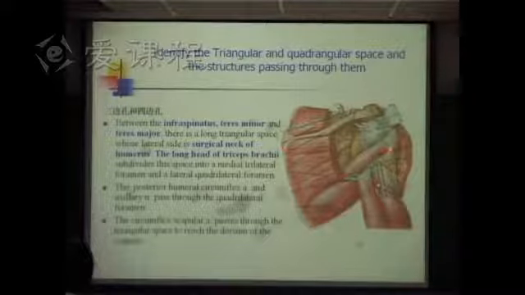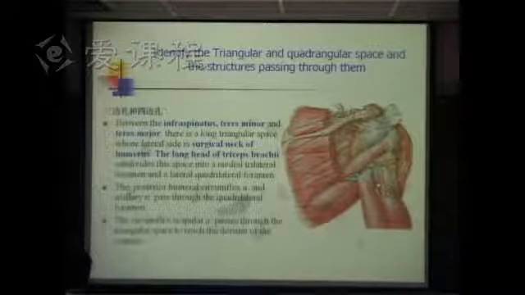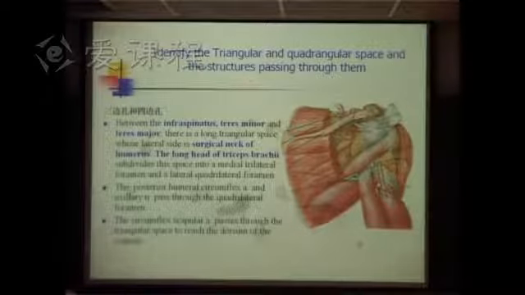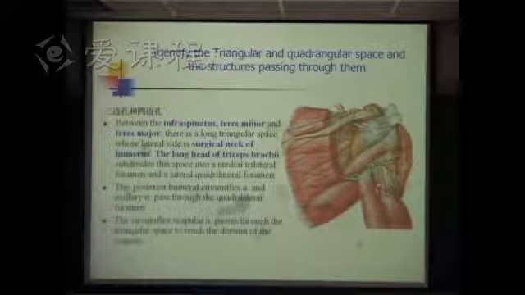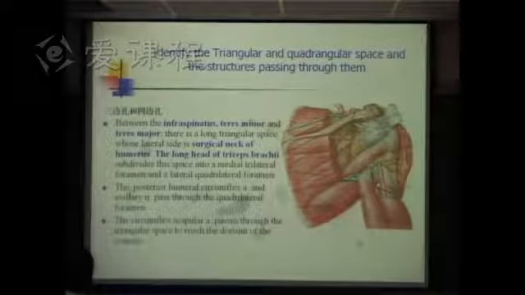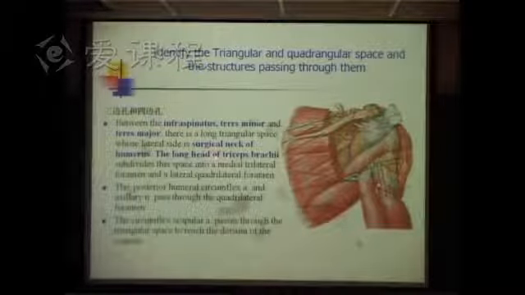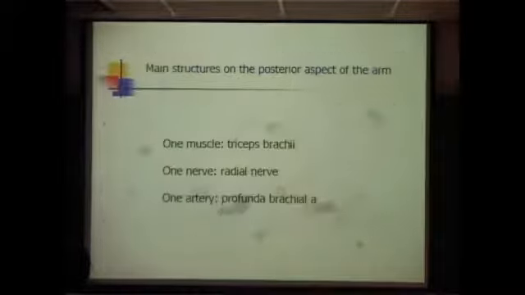After the nerve and the artery are identified, you should identify the triangular and quadrangular spaces, and furthermore the structures that pass through them. You already know the form of the triangular and quadrangular spaces in the anterior aspect of the arm. You identify them again from the posterior aspect of the scapula.